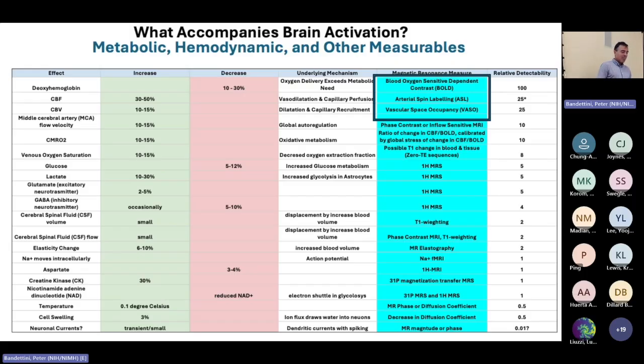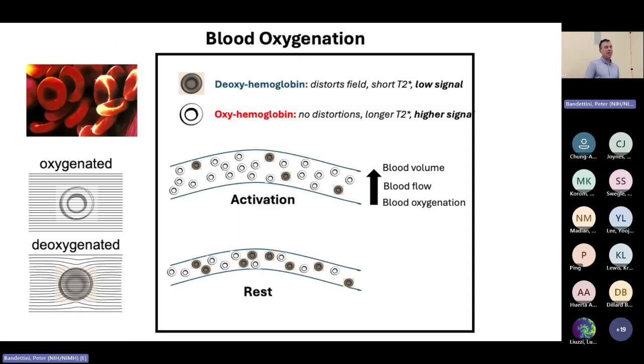However, most back-of-the-napkin calculations say that the amount of phase shift or magnitude change that occurs with this is at least an order of magnitude lower than what we can detect. So I put that as, relative to BOLD, which is 100 sensitivity, this is 0.02. So it's pretty low. And I don't even know if it's that, because nobody really has detected it yet. There might be a way of pulling it out better, but we'll find out.